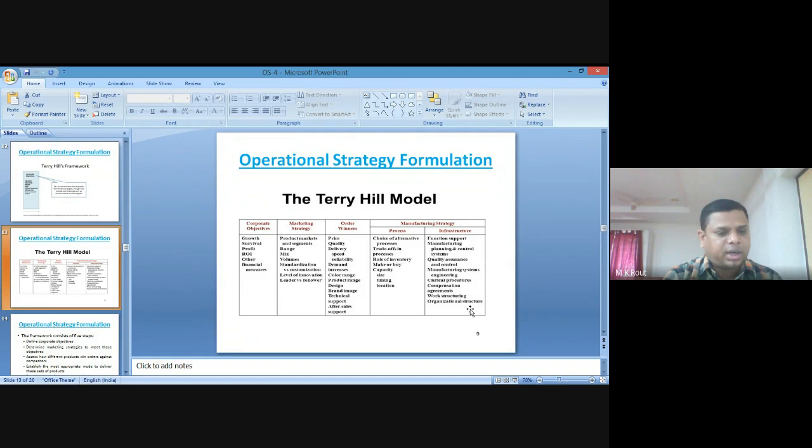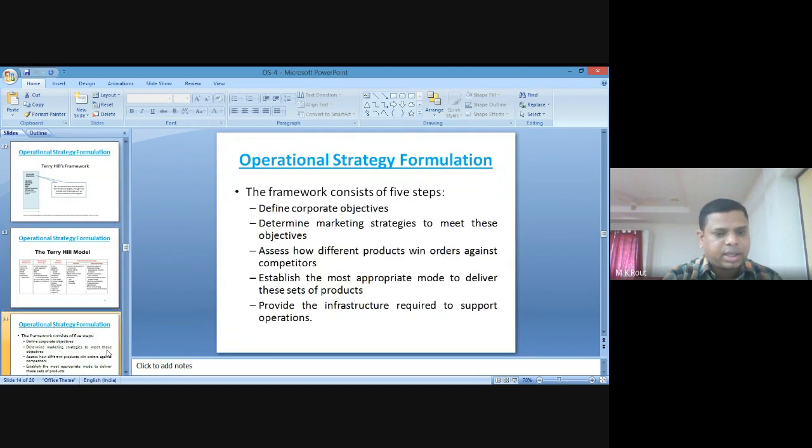Moving to the next part, the framework basically consists of five things, as we have already discussed. First one is corporate strategy, second is marketing, then how to win the orders, that is order winning strategy. The next is to establish the most appropriate mode to deliver, that is known as your process strategy. And the last one is infrastructure strategy to support the operations. Moving to the next one.